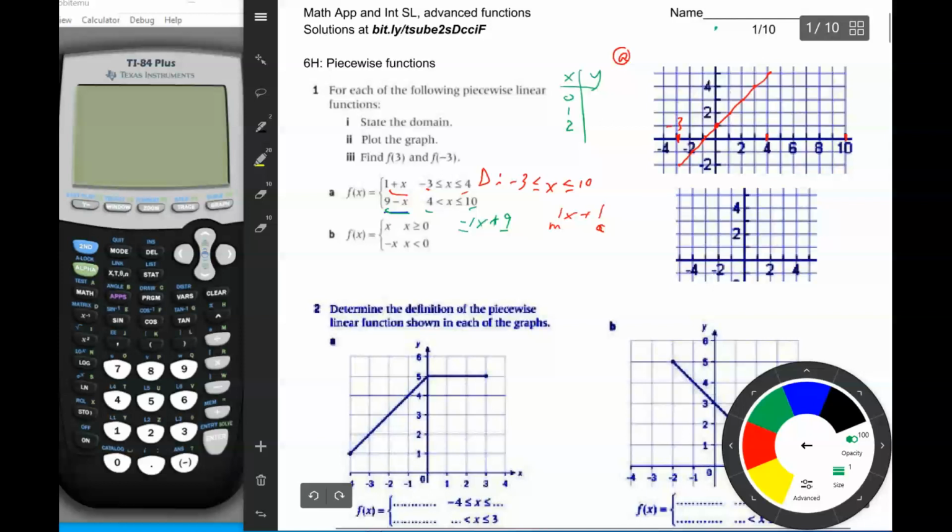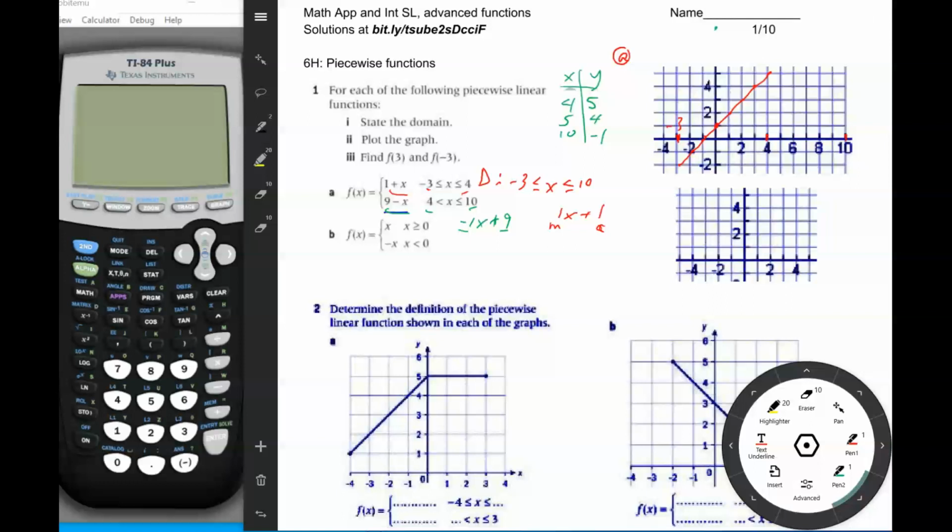So how about if I just put in numbers that are between 4 and 10, okay? So I'm going to put 4, 5, and maybe 10. If I put 4 in there, it's going to be 9 minus 4 is 5. If I put 5 in there, it'd be 9 minus 5, which is 4. And if I put 10 in there, it'd be 9 minus 10 is -1.